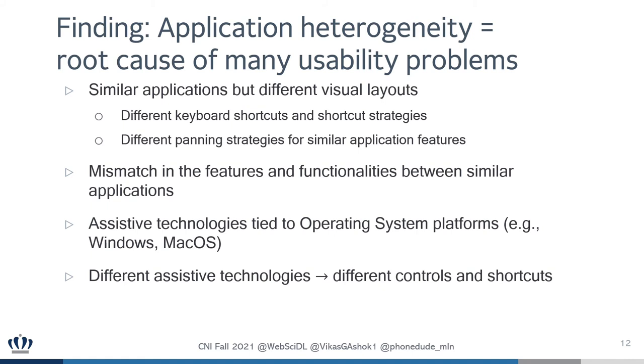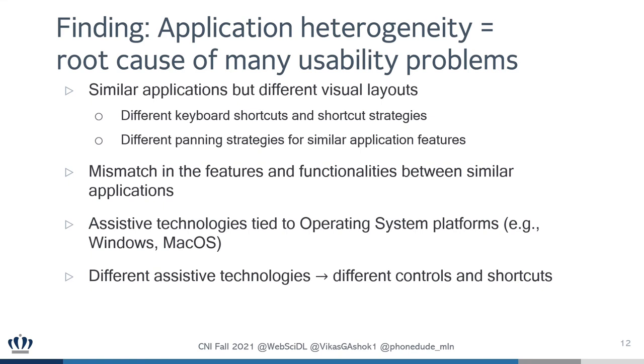All students mentioned that application heterogeneity was the fundamental cause underlying many of their interaction problems with computer applications. As applications are developed by different vendors, they tend to vary in their presentation of content and controls. While this difference in appearance between two applications, for example Microsoft Word and Google Docs, designed for the same purpose, causes little to no inconvenience for sighted students, it causes a lot of problems for visually impaired students, especially for blind screen reader users, since they have to memorize different shortcut strategies for doing the same tasks in these applications.